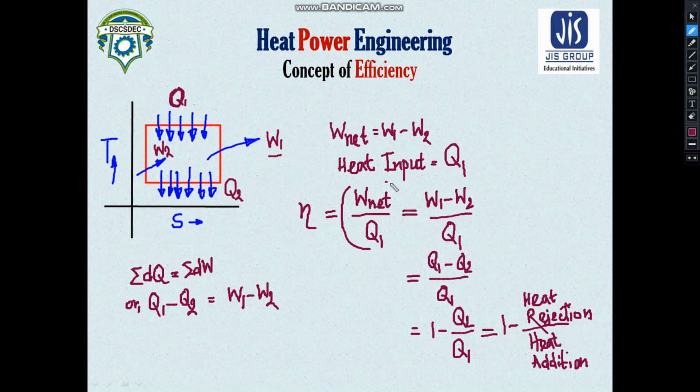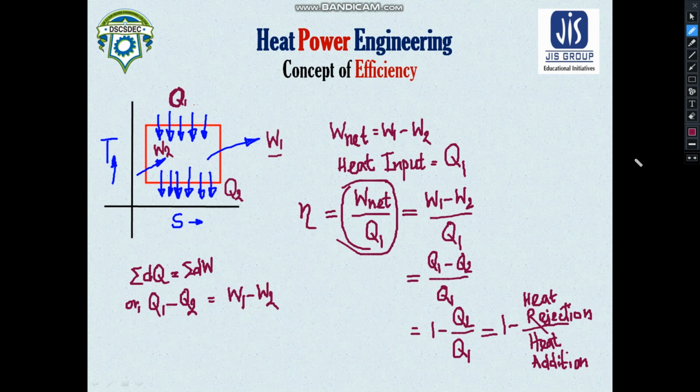The primary or the fundamental law is this, W net by Q1. So this is the efficiency for any heat engine, mind it. Okay, so this is the definition of efficiency for any heat engine, whereas this is the efficiency in terms of heat addition and heat rejection. So you should remember this. Okay, so this is how we can define the efficiency.